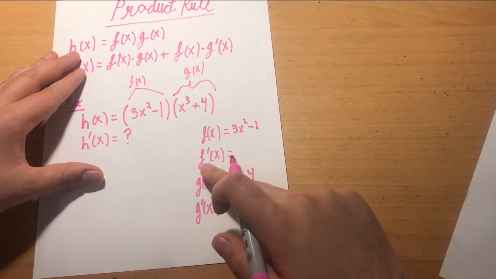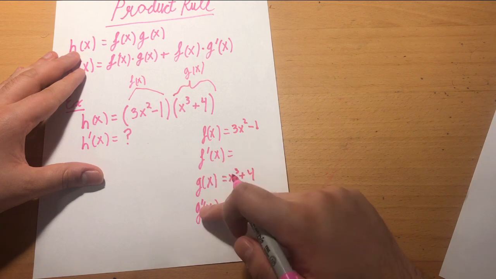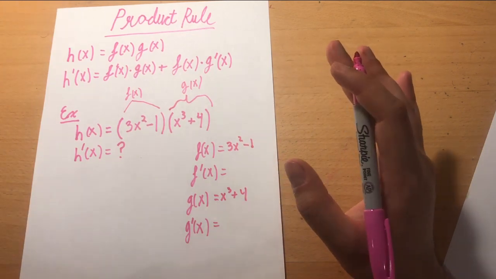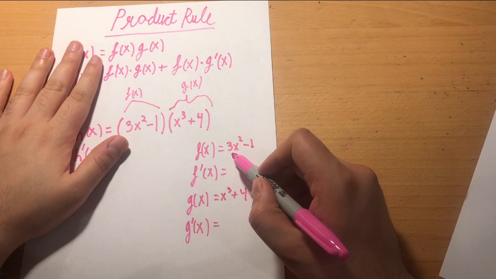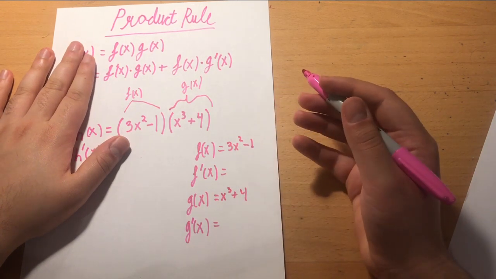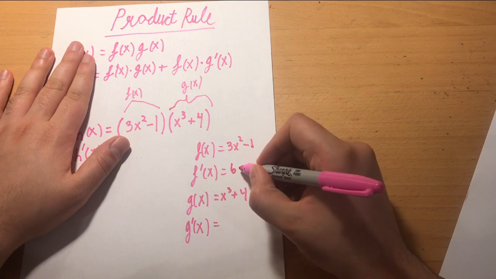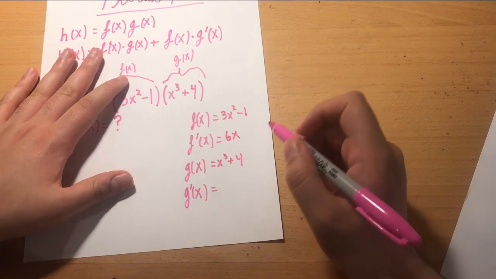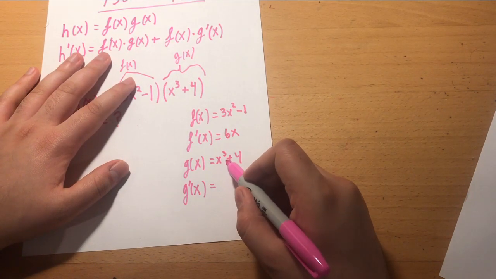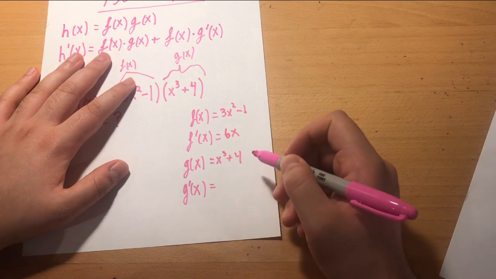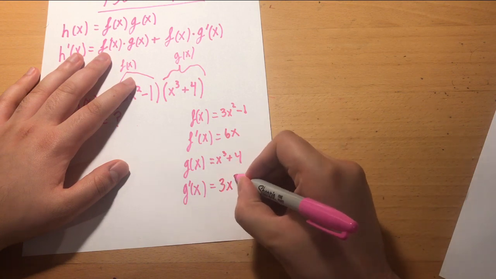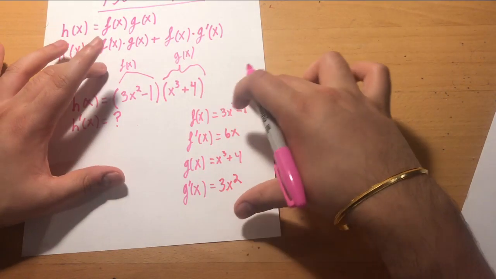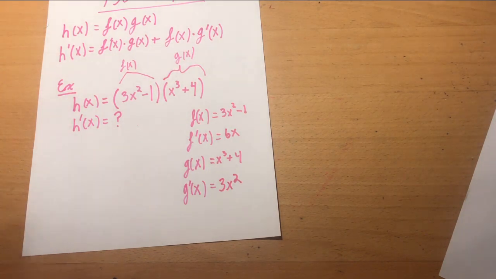Now let's figure out the derivative of f and the derivative of g. At this point, you should be familiar with the power rule. So taking the derivative of 3x to the second minus 1 should be pretty easy. Very quickly, we'll get that the derivative is 6x. Okay? Similarly, the derivative of x to the third plus 4 should eventually just get you 3x to the second as your derivative. Now that we have all the individual parts that we want, let's go about putting this together.